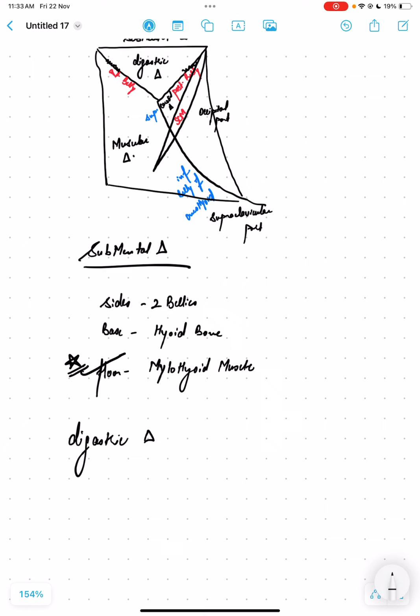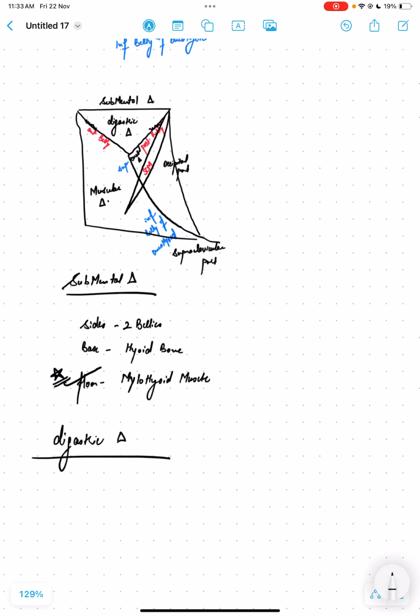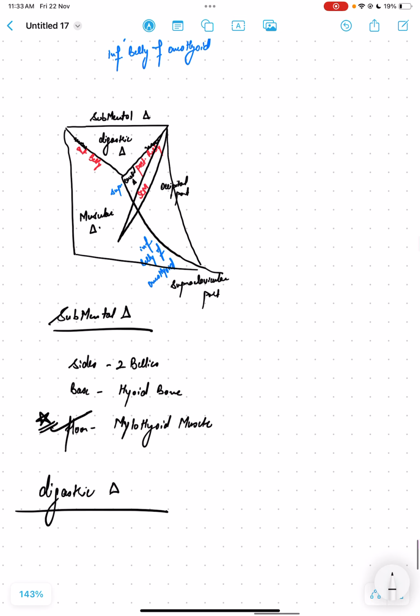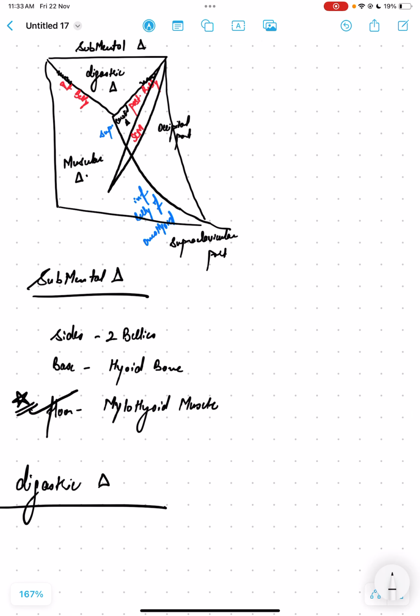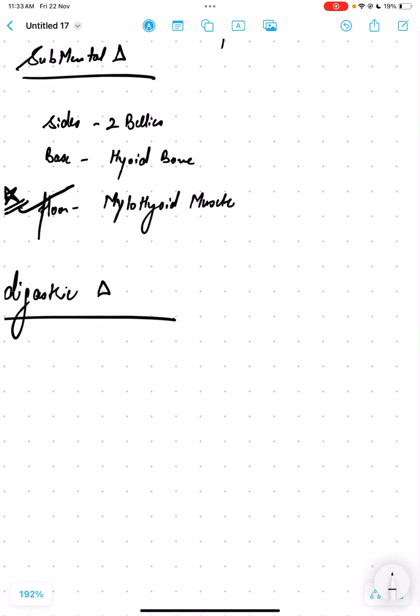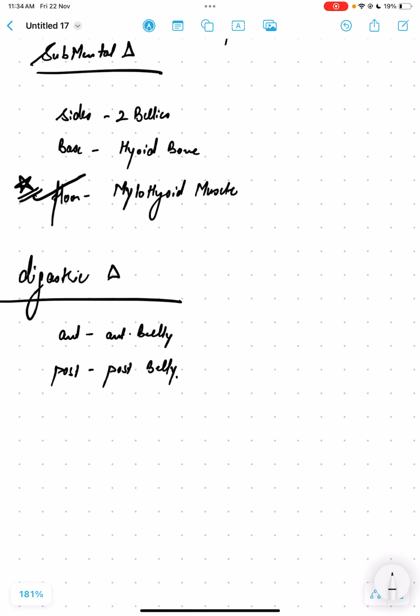Then we are going to discuss the digastric triangle, also known as the submandibular triangle. Remember, anterior belly involves the anterior part, posterior belly involves the posterior part, and above it is the base. Anteriorly we have the anterior belly of digastric. Posteriorly we have the posterior belly of digastric. At the base or the superior region we have the base of the mandible.